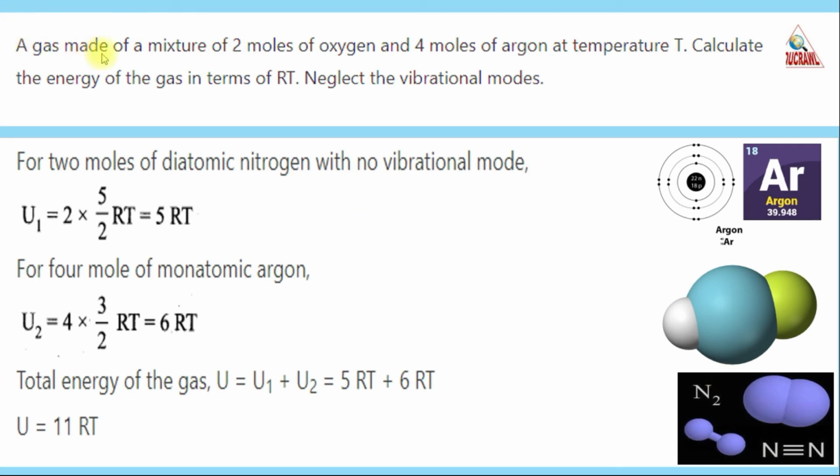The next problem. A gas is made up of a mixture of 2 moles of oxygen and 4 moles of argon at a temperature T. Calculate the energy of gas in terms of RT. Neglect the vibrational modes. We know that for 2 moles of diatomic oxygen with no vibrational mode, the energy is given by 2 into 5 by 2 RT. So the 2 gets cancelled and you will have the energy as 5 RT. For 4 moles of monoatomic argon, the value of energy is equal to 4 into 3 by 2 RT, which is equal to 6 RT. So for the total energy you have to add this 5 and 6, which is equal to 11 RT.